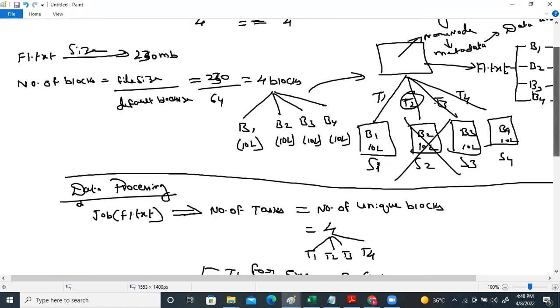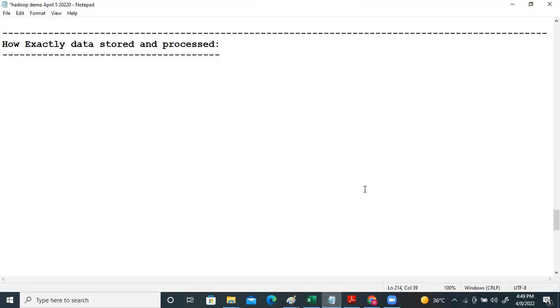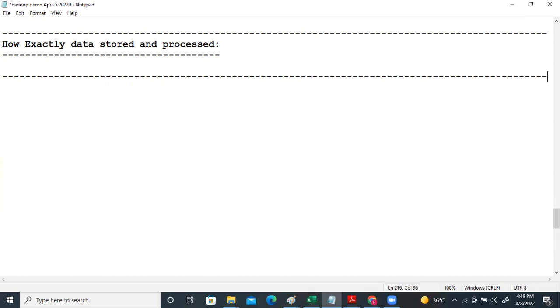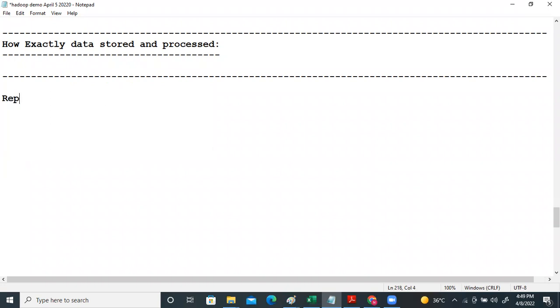Observe this. How is Hadoop able to overcome this kind of task failure and data loss? 10 lakh records lost means, if it is sensitive data, there is a huge loss. The answer is the replication and fault tolerance mechanism.